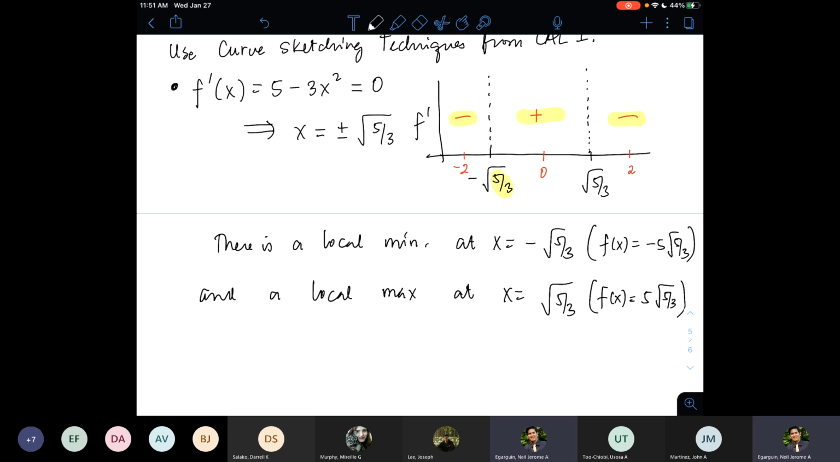Now, I need to do a second step, which is to look at the concavity of the graph. In that case, I need to compute f double prime and look at its sign, right? So I guess it's a good time to stop here. What I will ask you guys to do is to try to remember how you do curve sketching from Cal 1 so that you can complete this part of the solution.